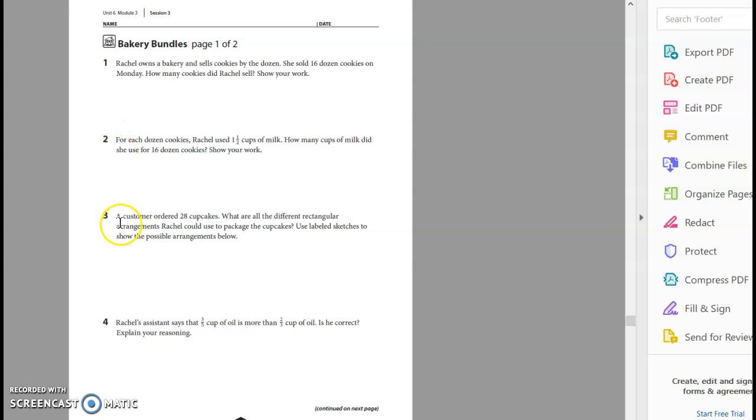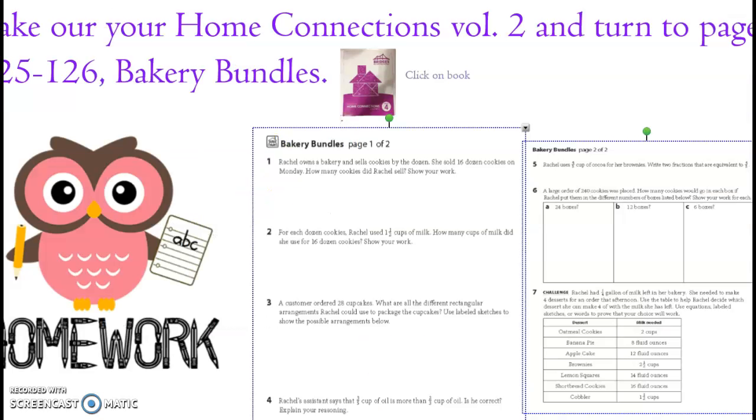Okay? Number 2, for each dozen of cookies, Rachel uses 1.5 cups of milk. How many cups of milk did she use for 16 dozen? For each dozen, she used 1.5 cups of milk. How many cups of milk for 16 dozen? Show your work. Now, I'm going to show you a hint. Something that might help you. So, I would use or try to make all of your halves into wholes first.